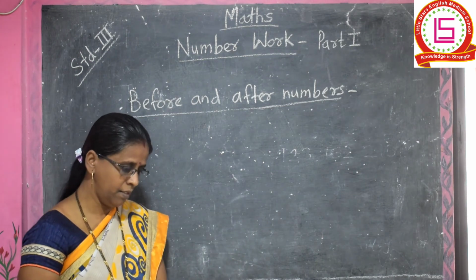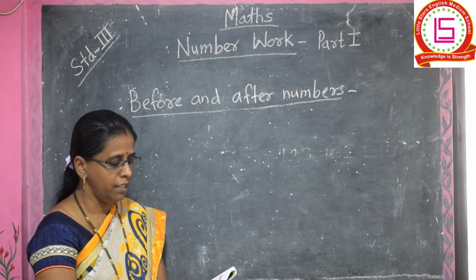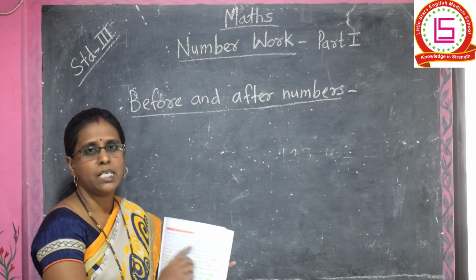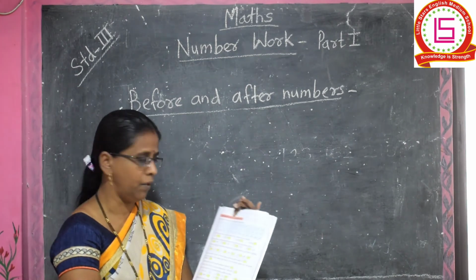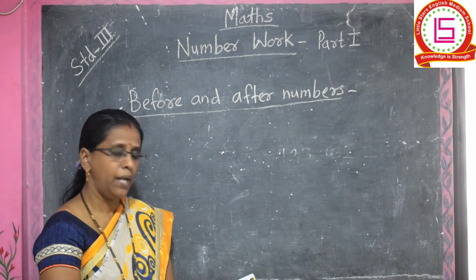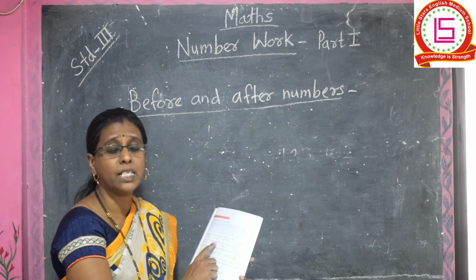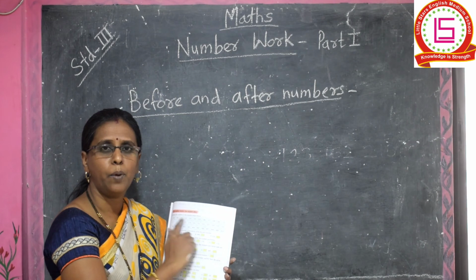Page number 11. See the first question. Read the numbers in the number strip below. See here, 3 number strips are given on your textbook page number 11. Okay, first read those strips. And with the help of these strips, some questions are given here. Then we solve these questions with the help of these strips.